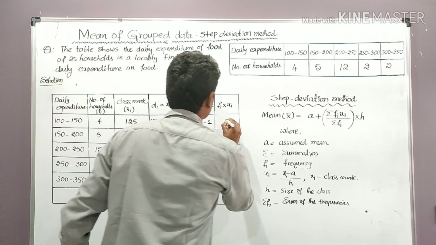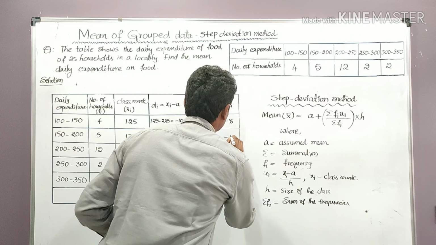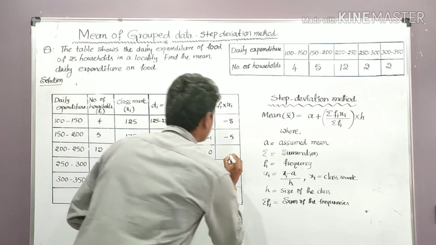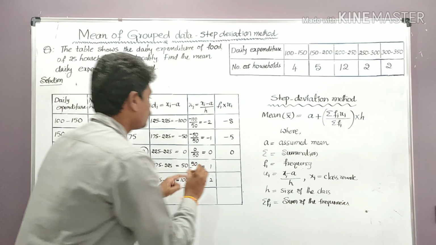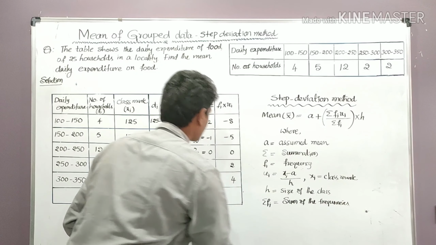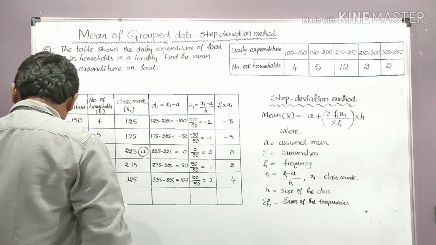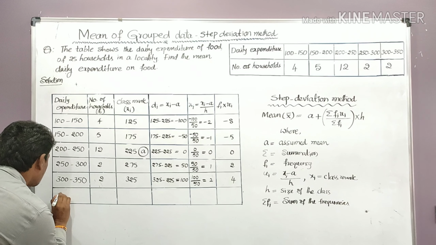4 into minus 2 is minus 8. 5 into minus 1 is minus 5. 12 into 0 is 0. 2 into 1 is 2. 2 into 2 is 4. So these are the Fi into Ui values. So find the total, student.